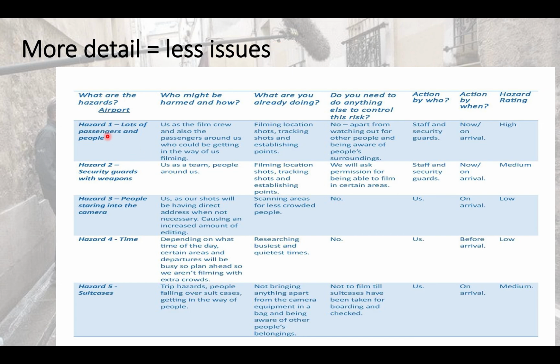So a good way of doing it is looking at what the hazards are, who might be harmed and how, what you're doing already or your controls that you've got in place, anything else you need to do to control the risk, who needs to action this, when do they need to action it, and what is the hazard rating. Now, it doesn't have to be in that order. You might decide that actually the hazard rating needs to go at the start or in the middle. You can choose that, but you need to make sure all of these areas are covered for it to be enough detail.